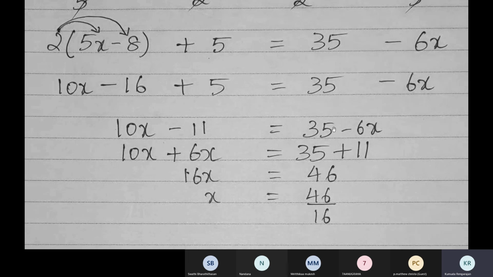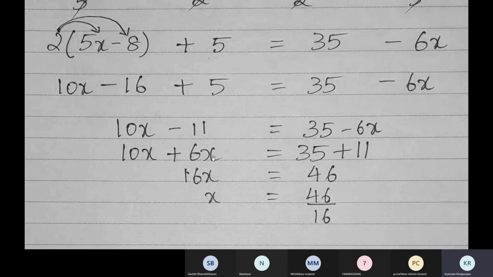So this one, which is after the equal to sign, is now coming to the other side, before the equal to sign. So minus 6x will become plus 6x is equal to 35. See here, 35 is in the RHS and it's still in the RHS. But this minus 11, which is in the LHS, is moved to the RHS. So it becomes plus 11.